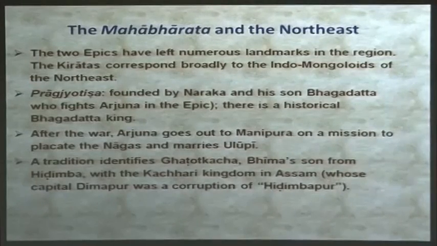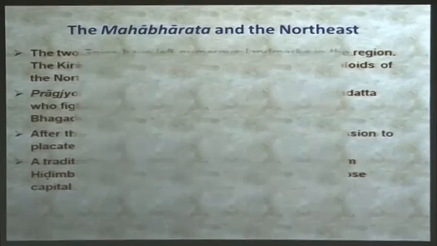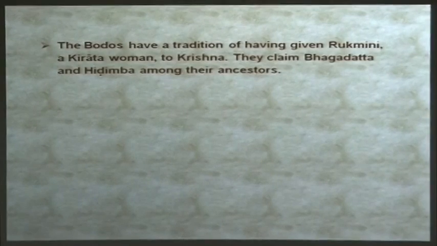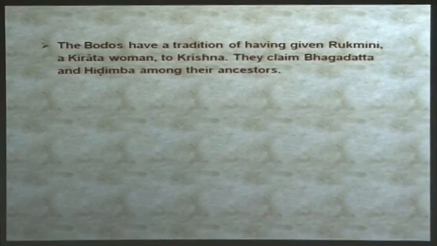Similarly, Bhima's son from Hidimba is quite popular there. In fact, the ancient capital of Assam, Dimapur, was a corruption of Hidimbapur. So you can see that there are many connections. Even the Bodo tribals who are so much in the news today claim a tradition that they gave Rukmini, who in their version of the story is a Kirata woman, to Krishna. And they claim Bhagadatta and Hidimba as their ancestors.